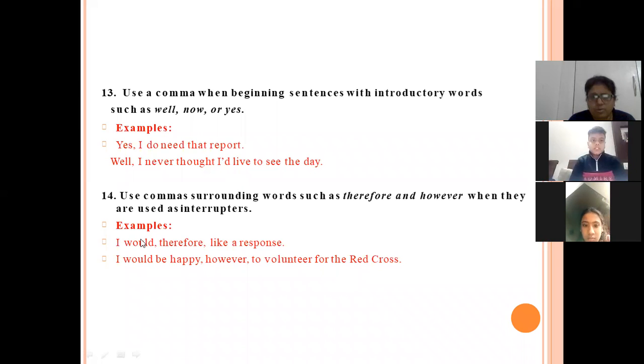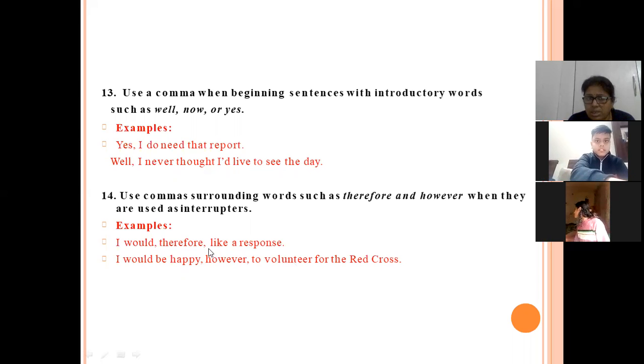Okay. Now, when therefore and however, such words are used in a sentence and they are used as interrupters, they are used as disturbing words, then we put a comma before and we put a comma after this word also. Like, use commas surrounding words such as therefore and however when they are used as interrupters. Like, I would, comma, therefore, comma, like a response. I would be happy, comma, however, comma, to volunteer for the Red Cross.